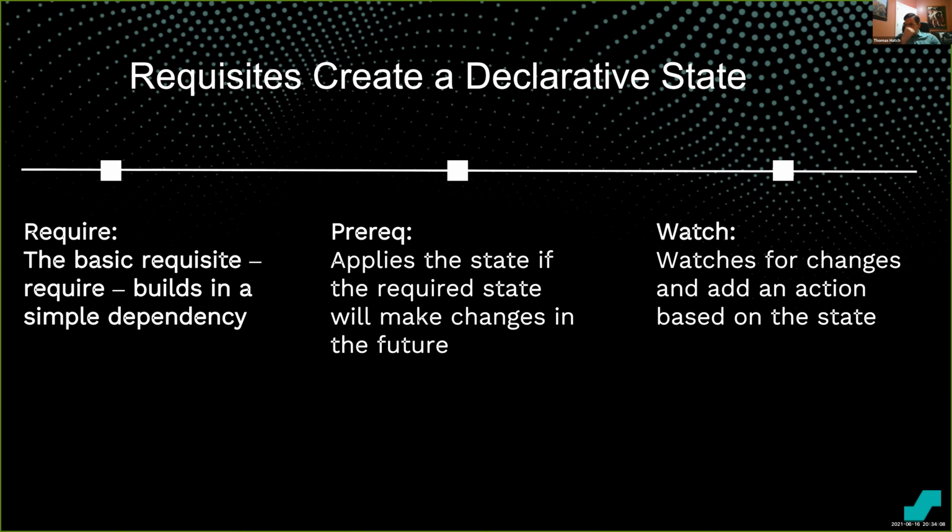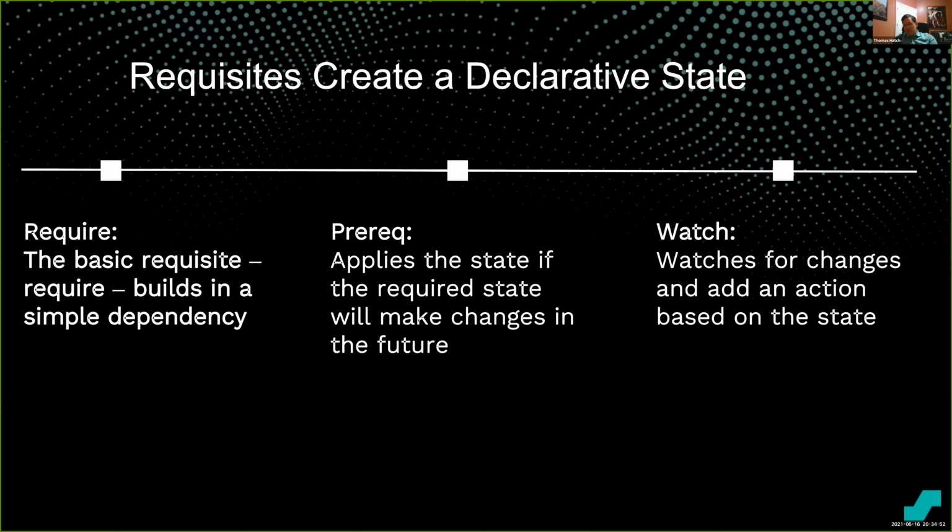But Salt, of course, is significantly more powerful than what we're looking at. Salt comes with a system called the requisite system. The requisite system means that we are able to create relationships between multiple definitions inside of SLS files. These relationships are critical in being able to define exactly how configuration management should be applied. I've got a couple of requisites here that are a little more common. The require requisite is far and away the one that's most used. It basically just says, I'm going to require some other component already be executed before I even try.